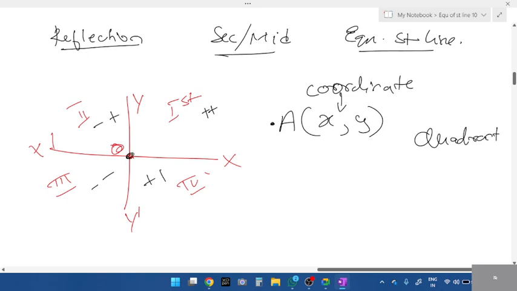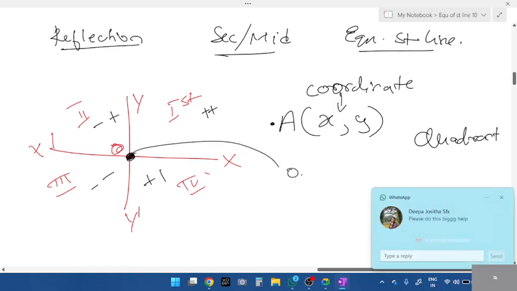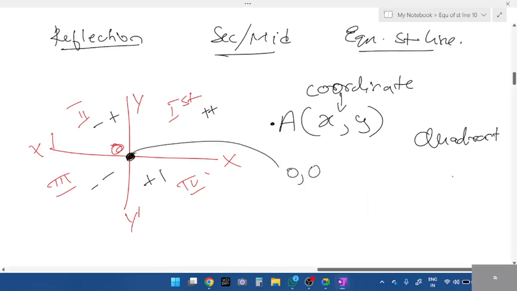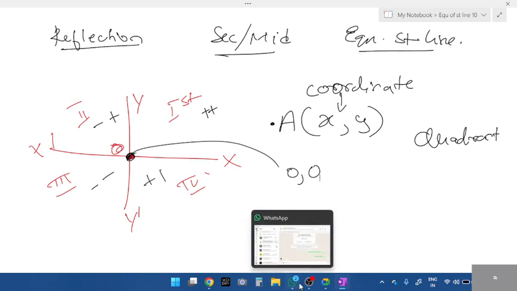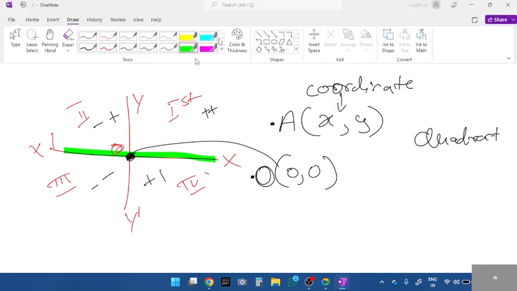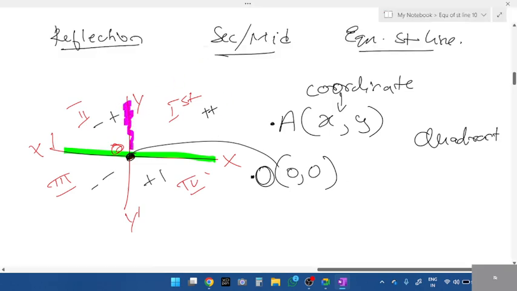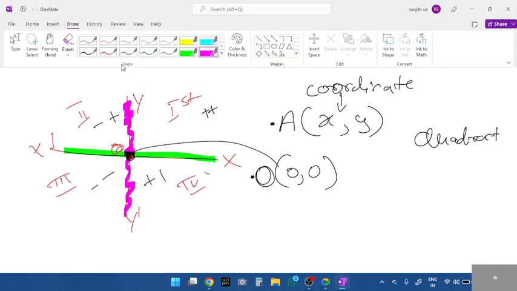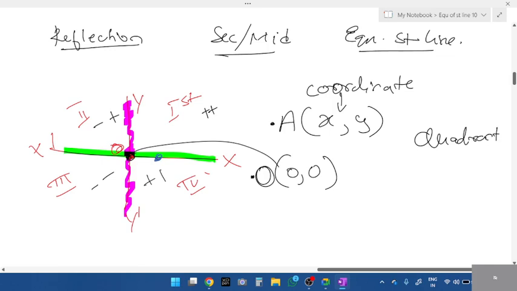Next, origin. This center is always 0, 0. Even that is a point. We always take it as O, students. Point O is origin, 0, 0. So you have three things here: origin, axis. The red one which I have drawn is axis, vertical and horizontal. The green one is horizontal, x-axis, XOX. The pink one is vertical, YOY. Any point which lies on this is known as axis.